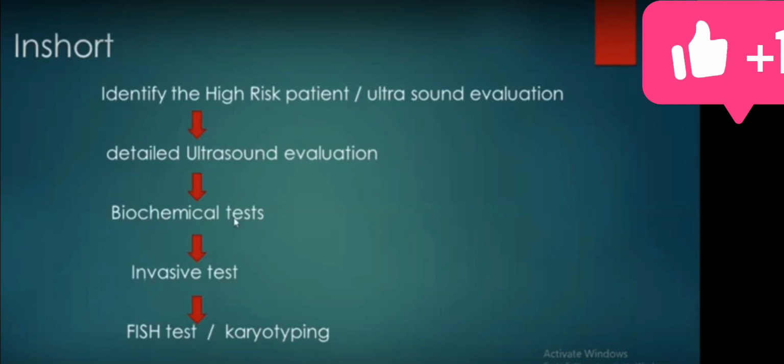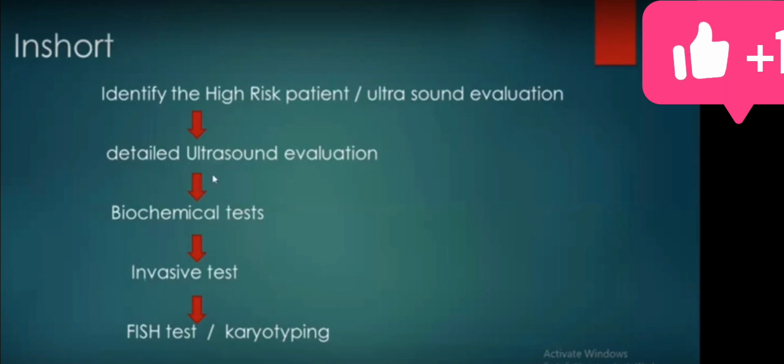Then you will do a biochemical test like the triple test, quadruple test, etc. Then after the screening test, you will do a confirmatory invasive test, like cordocentesis, amniocentesis, etc. Then after that, you will do karyotyping, either karyotyping or a FISH test.